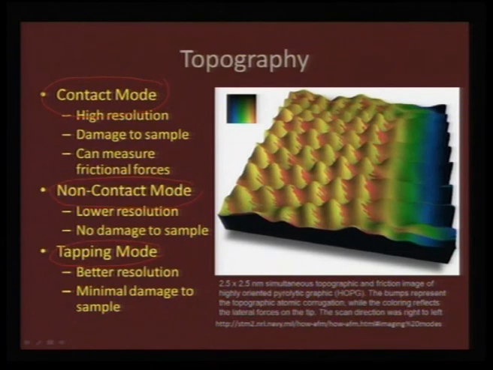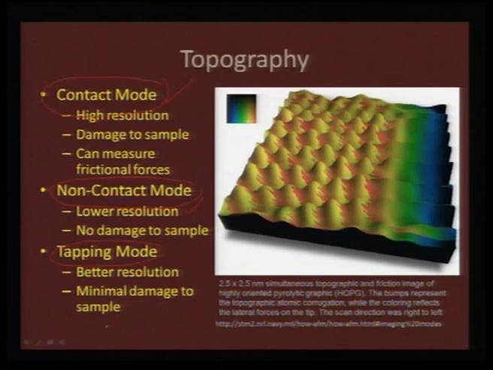Usually tapping mode is preferred, which was the first generation AFM, which actually keeps tapping and mapping the atomic arrangement. One problem with the contact mode is that although it has a high resolution, it will destroy or damage the sample. Non-contact mode gives a luxury of not corrupting your sample, but then suffers from resolution. And the tapping mode is better resolution but with minimal damage.